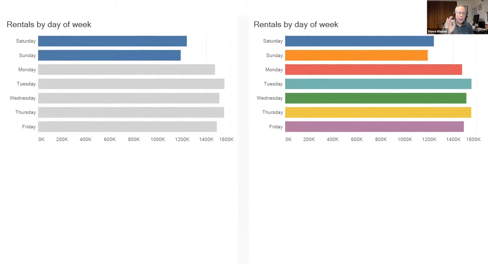It's saying, I want you to look at this thing because I think it's important. On the right, color is doing nothing. You have to fight color to find something interesting. You're realizing color isn't doing anything here to help me understand this.